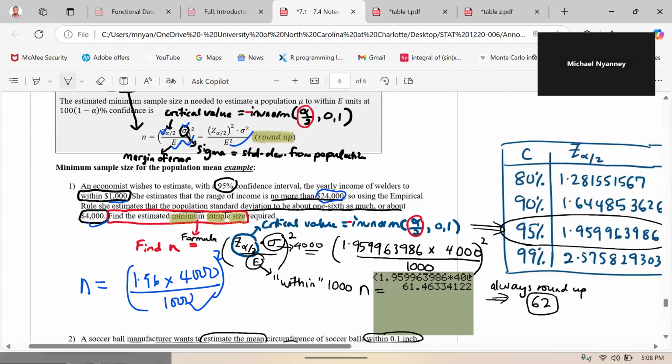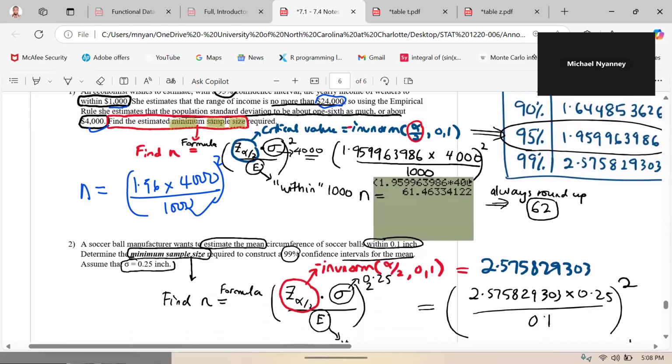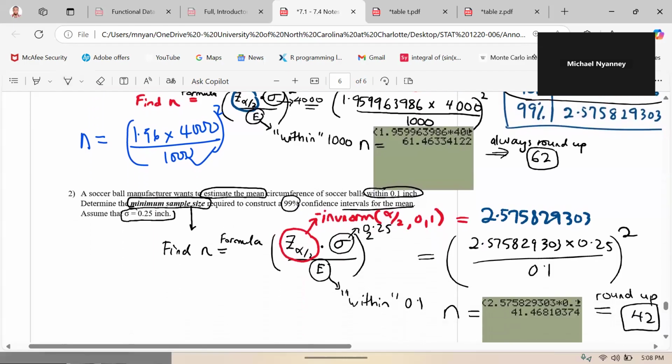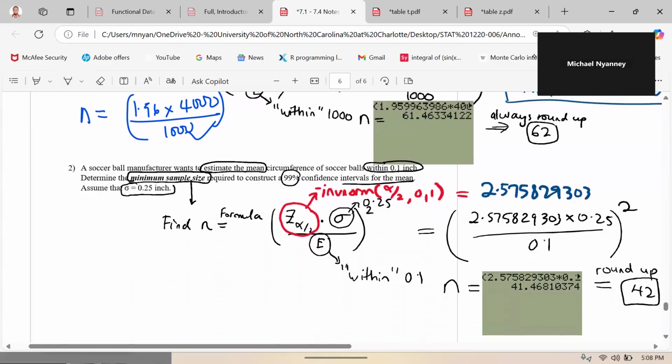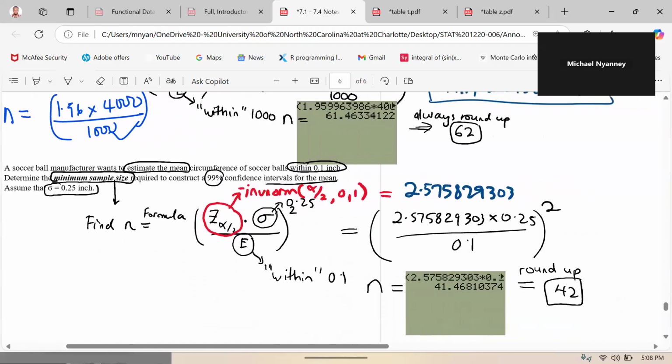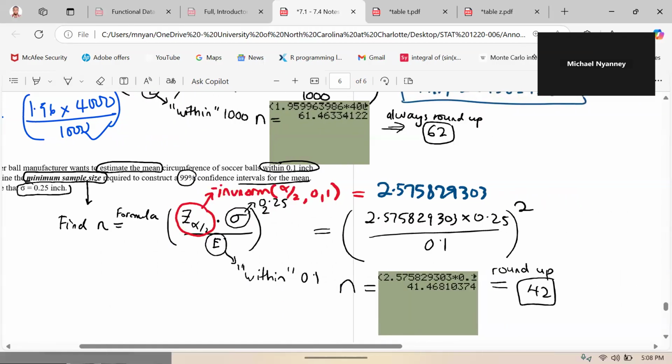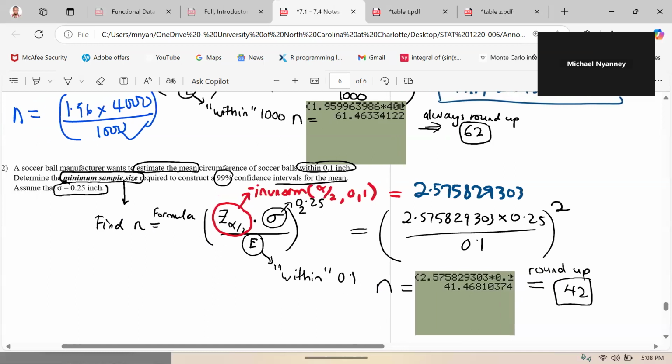So this is for mu. When we go to proportion, we do the same. So we want to find the sample size, and we are given the details that we need. If you have 99, our C is 99. Then find Z alpha over 2 from your calculator, and you're going to get that. Insert the formula. So Z alpha over 2 gives us this, and the sigma gave us that. And E, because of within, we have E to be 0.1.